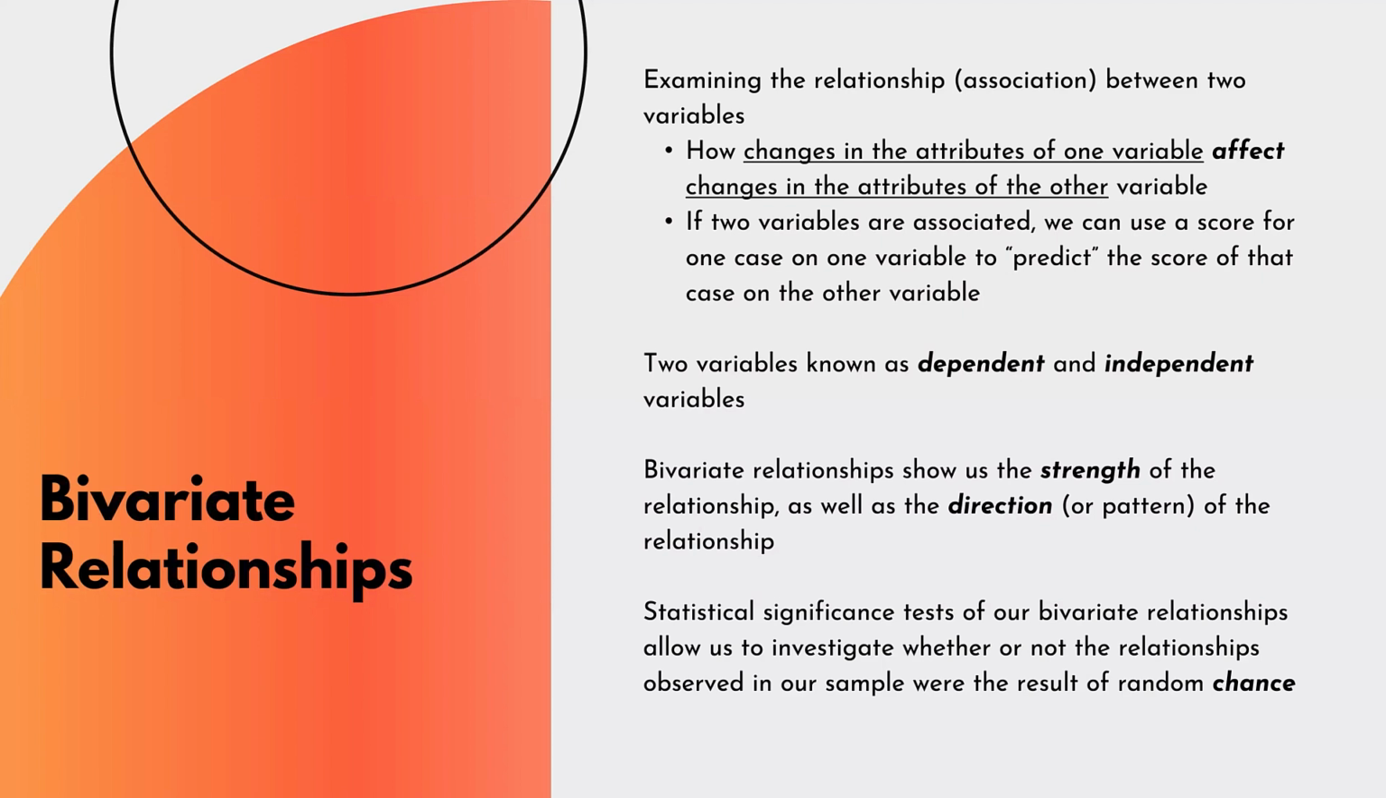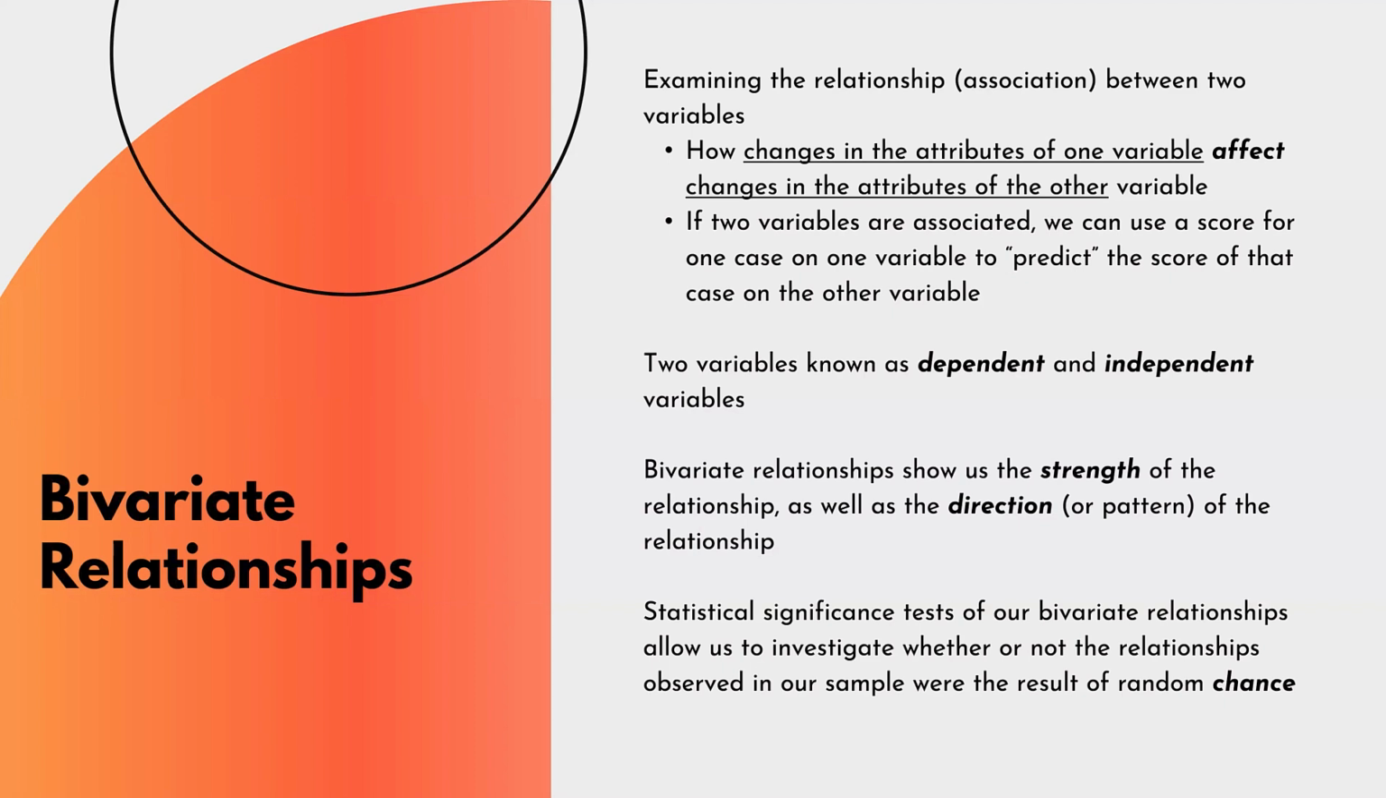And if they are, we can use some kind of score for one case to predict the score on the outcome variable or on the other variable. These two types of variables, as I've mentioned in previous presentations, are known as the dependent and the independent variable. For bivariate relationships, we're interested in not only the direction or pattern of the relationship, but the strength of that relationship. So is it a strong relationship or a weak relationship?